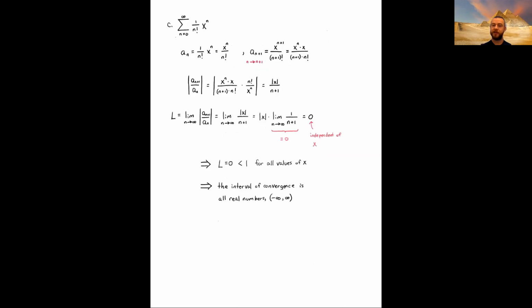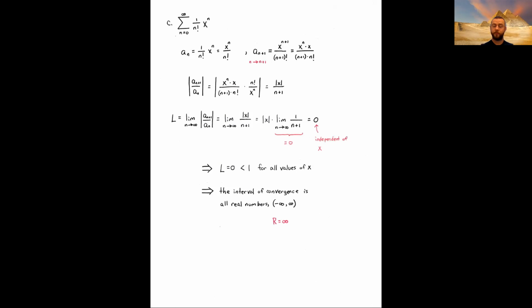So what we find here is that our power series converges for all real numbers x. Or in other words, our interval of convergence is all real numbers, minus infinity to positive infinity. Now, to answer the question about the radius of convergence, basically this is a power series centered at 0, since our summation contains only x to the n. And what we find here is our radius of convergence is basically infinity. We can go infinitely far to the right from 0 and infinitely far to the left from 0.